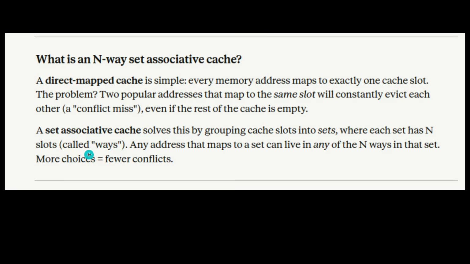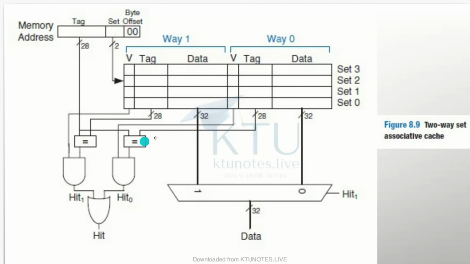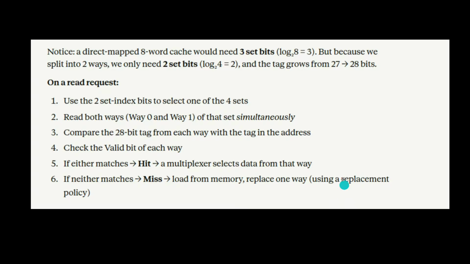But in set associative cache, there are different sets, where each of these sets can have n slots, that is, ways. If you see in this picture, there are different sets and each set has two slots, way 0 and way 1. So if two addresses come to one set, let's say set 1, one address can go in this way and another address can go in this way. In this way the conflict misses can be reduced.